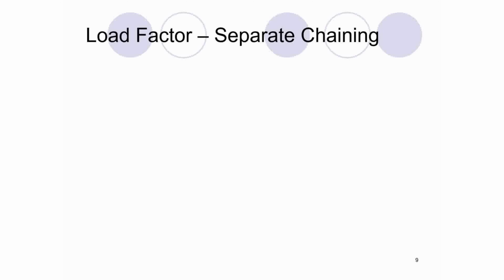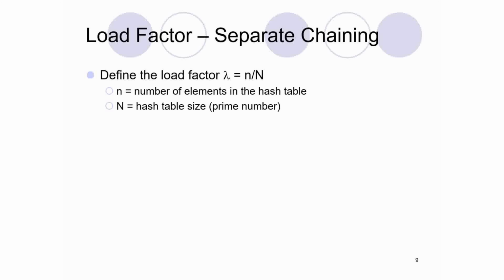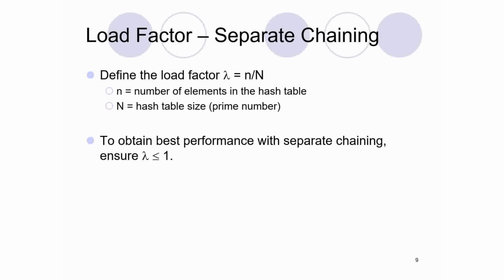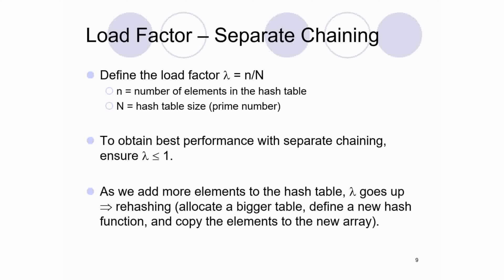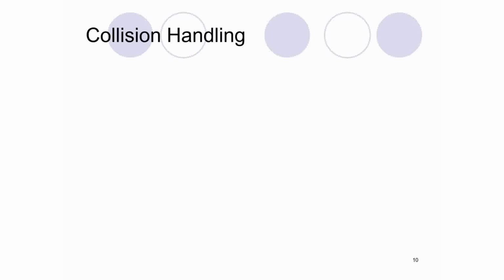Load factor, separate chaining. Define the load factor lambda equals n/N, where n equals number of elements in the hash table and capital N equals hash table size. To obtain best performance with separate chaining, ensure lambda is less than or equal to 1. As we add more elements to the hash table, lambda goes up, which implies rehashing.